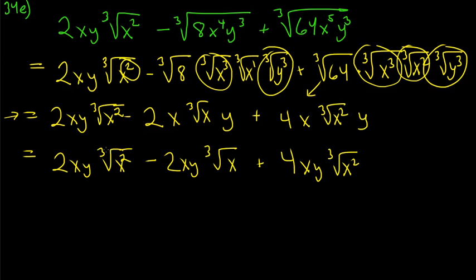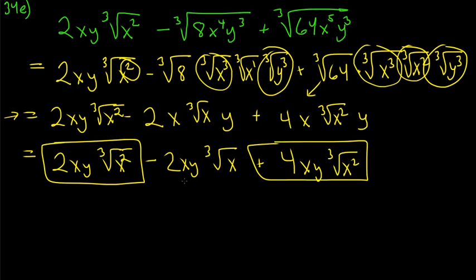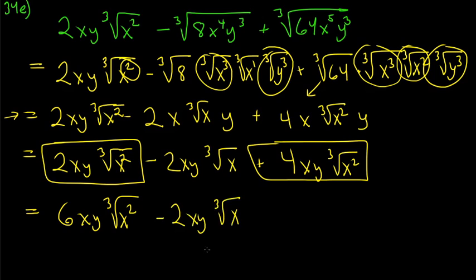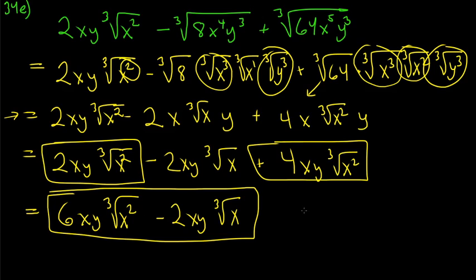Okay, so that's the first term and the last term. Those look the same, right? So 2 plus 4 is 6, so 6xy times the cube root of x squared. And then minus 2xy times the cube root of x. Those are not like terms. So I think that's as far as we can go.